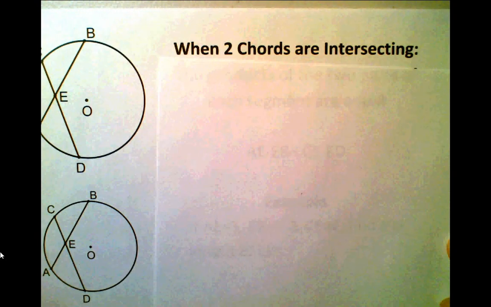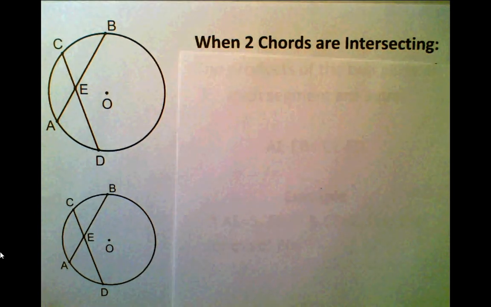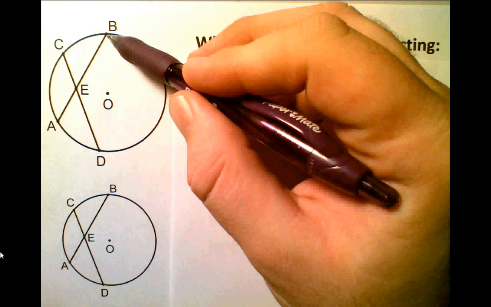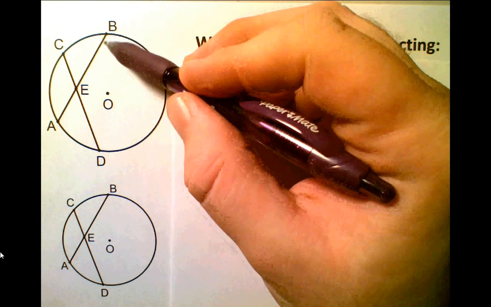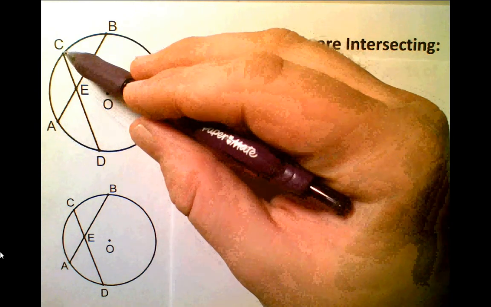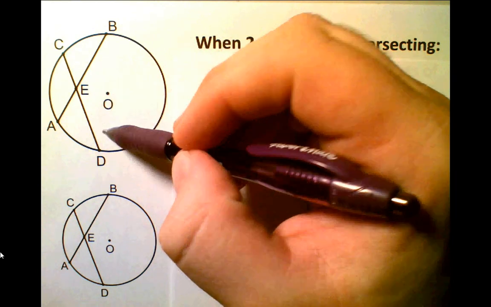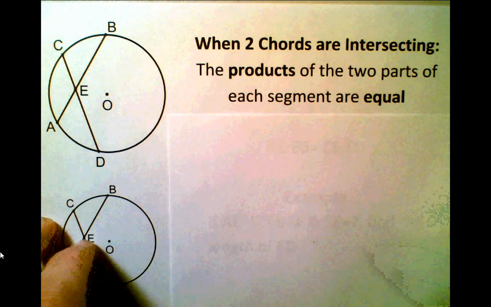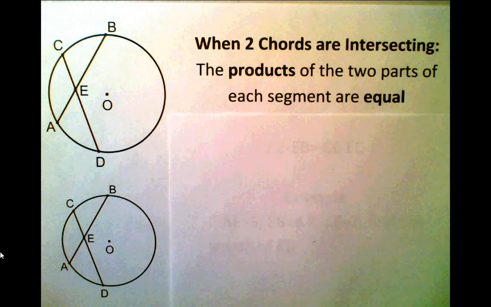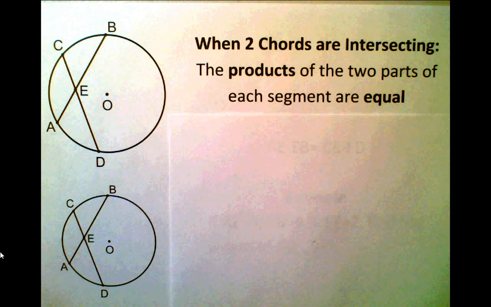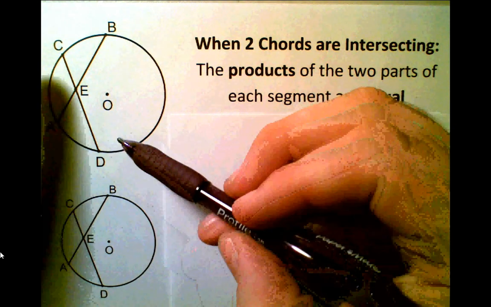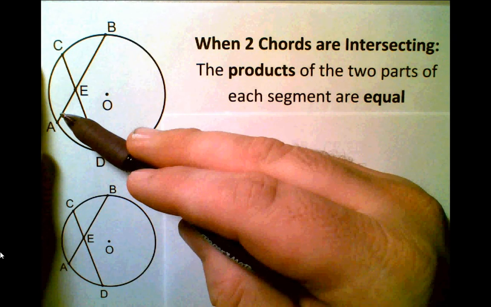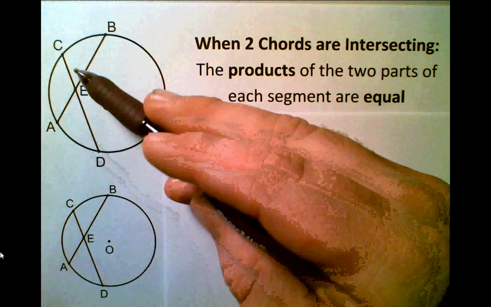First thing we're going to talk about: when two chords are intersecting, each chord is going to be broken up into two different parts. Here I have BE and AE, and this chord is broken up as CE and ED. So what happens is we take the product of the two parts, and they're going to be equal to the product of the other two parts. Sorry, that was a bad explanation, but basically you multiply these two parts, and it's going to be equal to the product when you multiply these two parts.